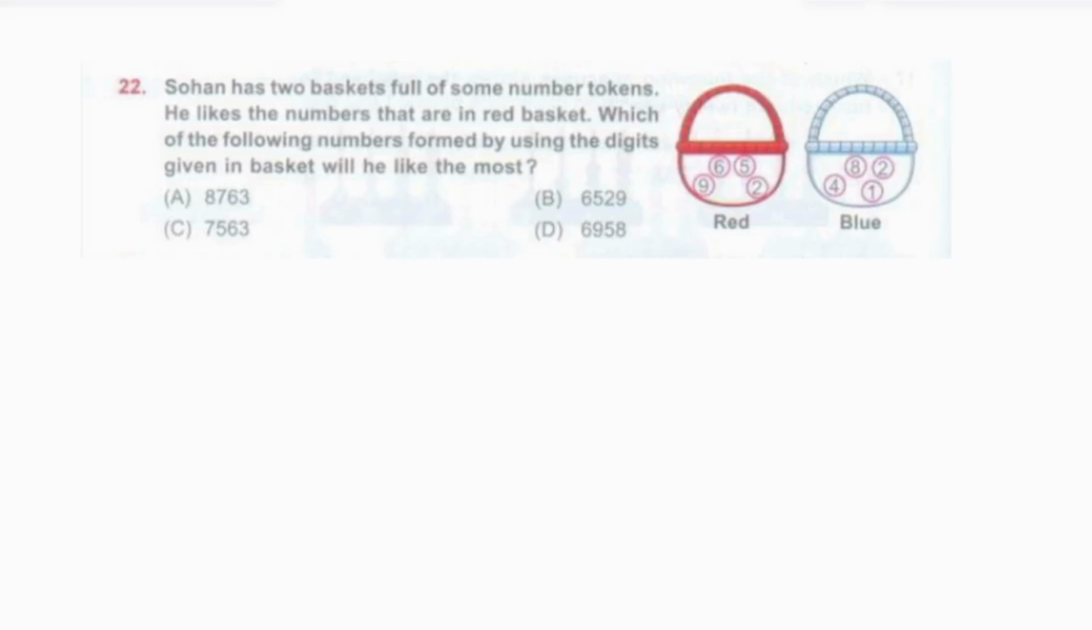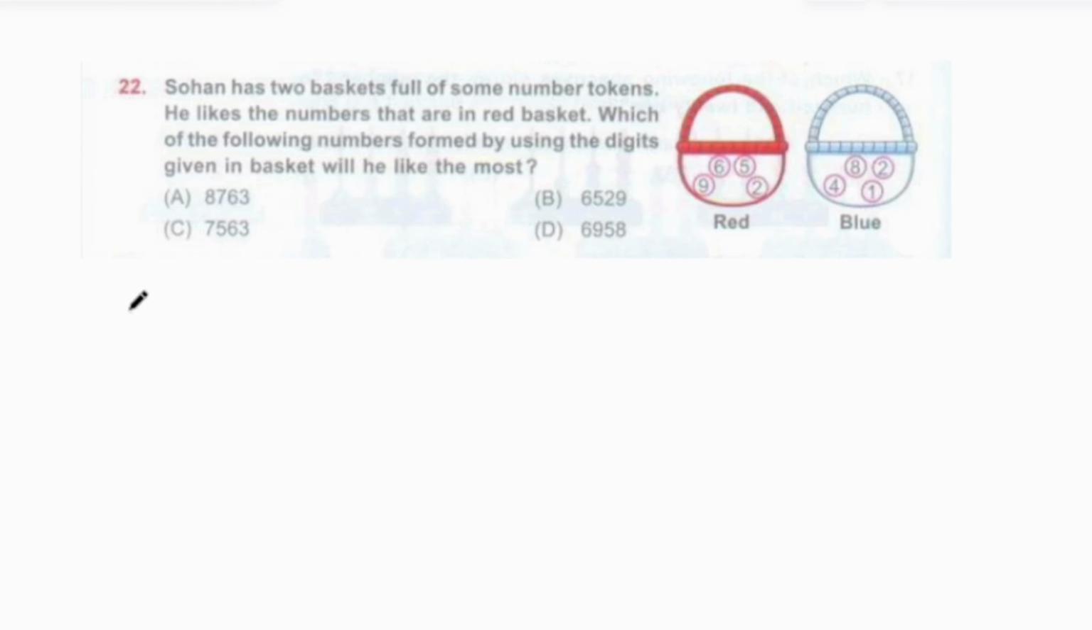Now let's look at question number 22 from Everyday Mathematics. The question reads as, Sohan has 2 baskets full of some number tokens. He likes the numbers that are in the red basket. Which of the following numbers formed by using the digits given in the baskets will he like the most?